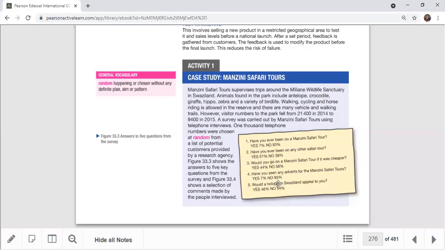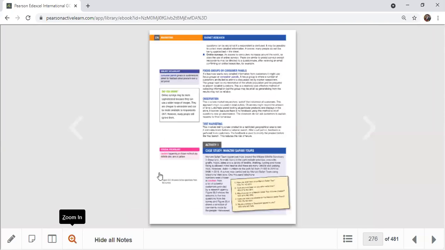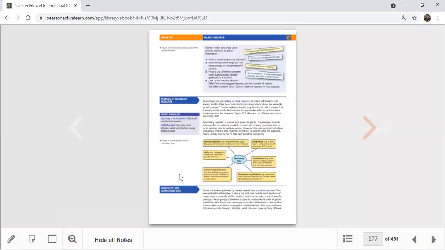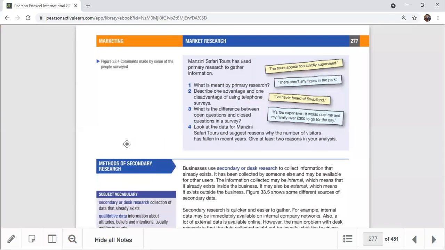93% say, no, I have never seen your advertisement. And would a holiday in Swaziland appeal to you? Yes, 46%, no, 54%, like that. These kinds of things you can gather before you make that decision. And also, Manzani Safari Tours has used primary research to gather information. They say the tours appear too strictly supervised. And that's another reason.